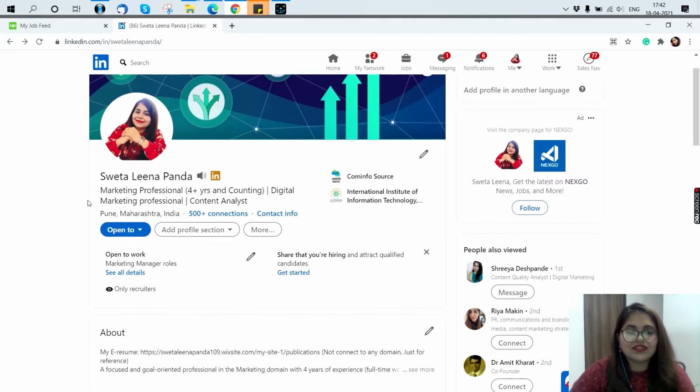Alright, then the third one is you need to make your profile pic in a very proper way. There should not be any background or image which is disrupting. Make sure that you have a proper profile where the background is totally white or any other color which you can choose for yourself, but make sure that it does not have any kind of disruption.